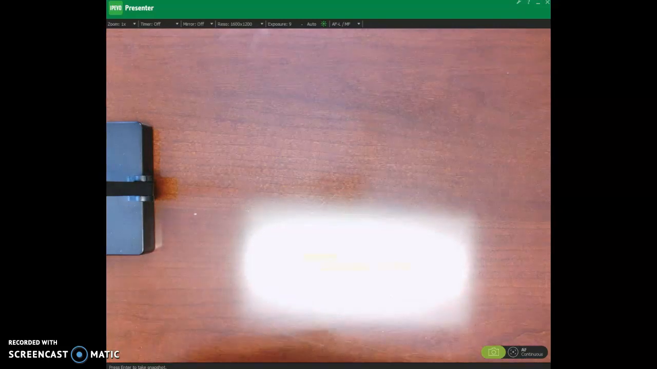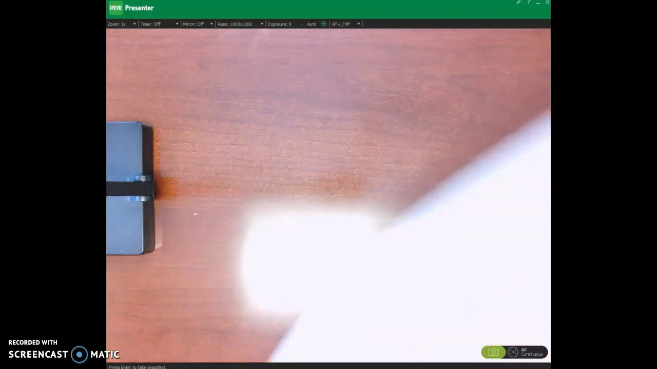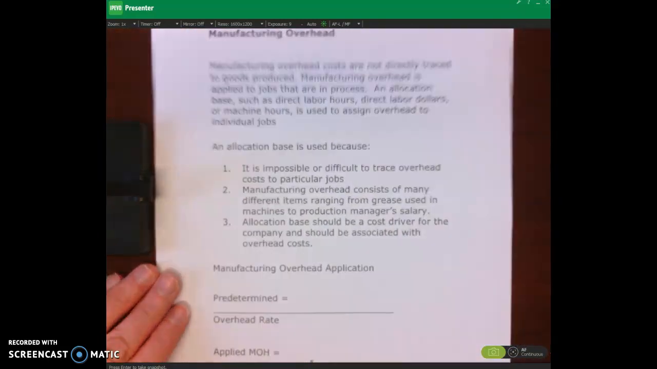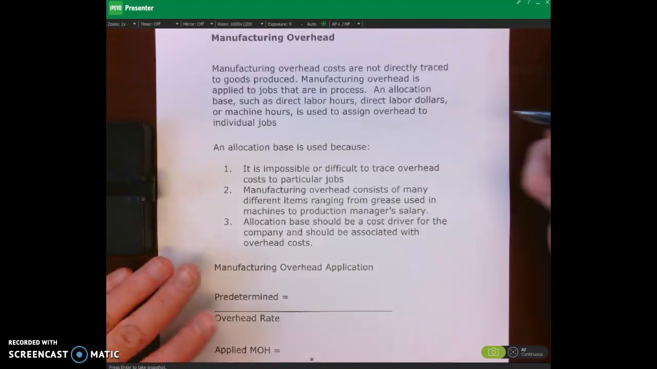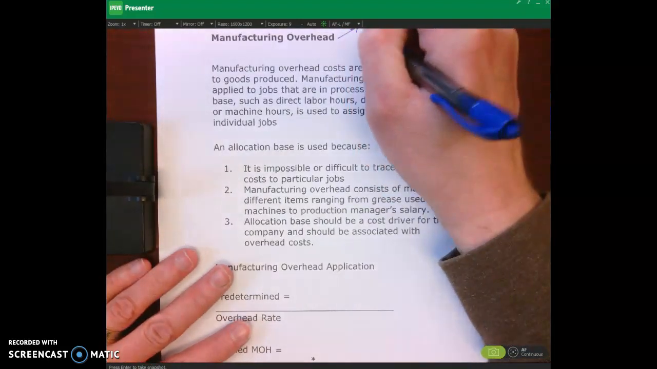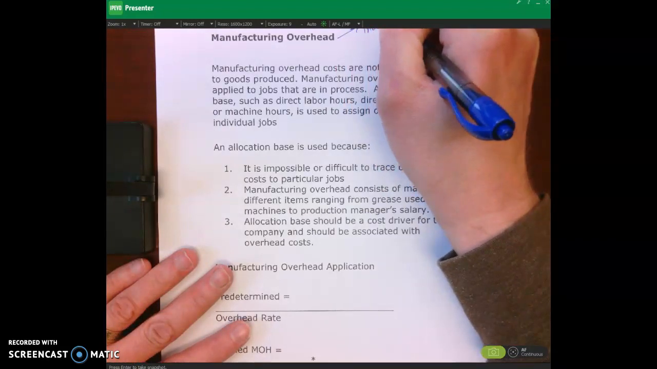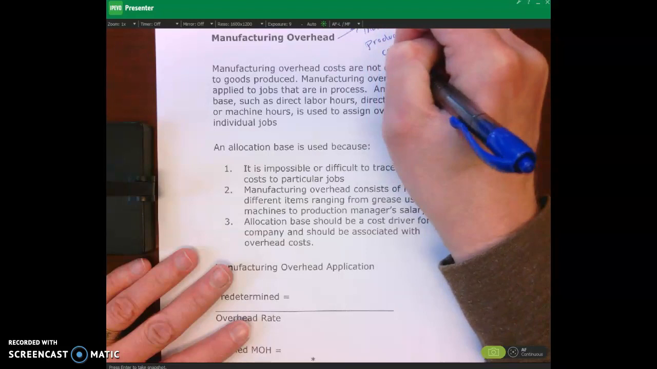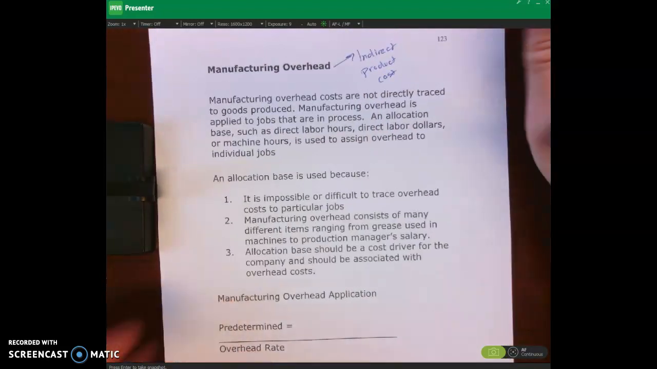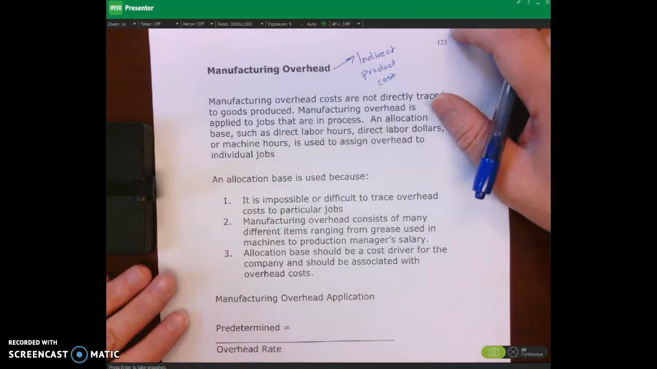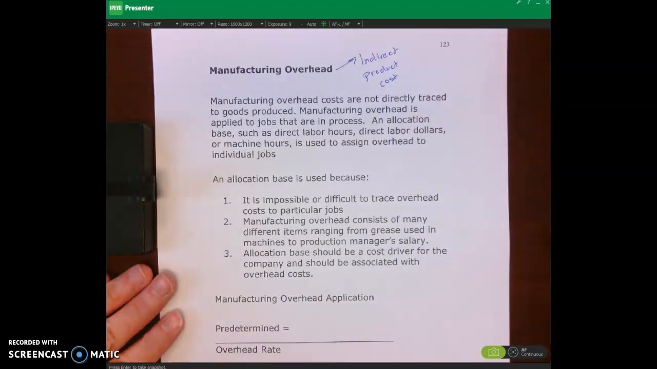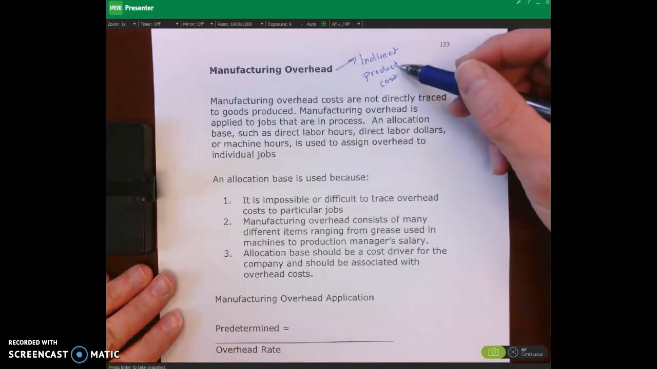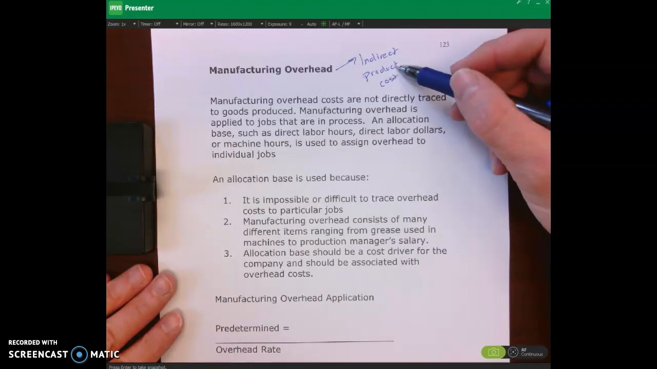So let's talk about manufacturing overhead. Manufacturing overhead is an indirect product cost. When I say indirect product cost, what I mean is that it will show up in ending inventory. It also shows up in cost of goods sold. So it's going to show up in finished goods, work in process, and cost of goods sold.